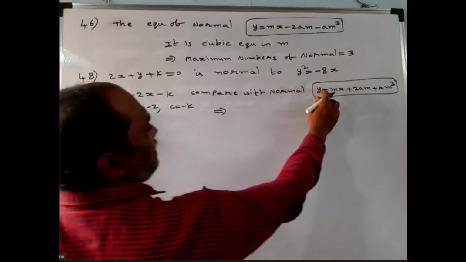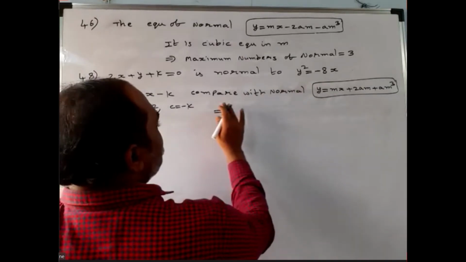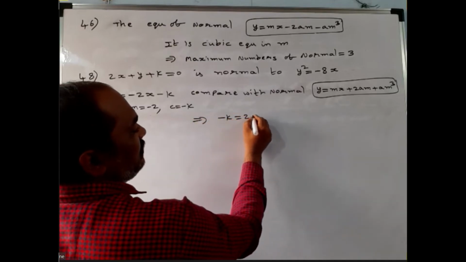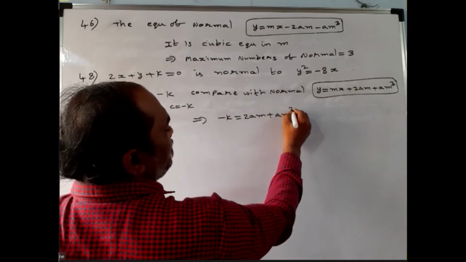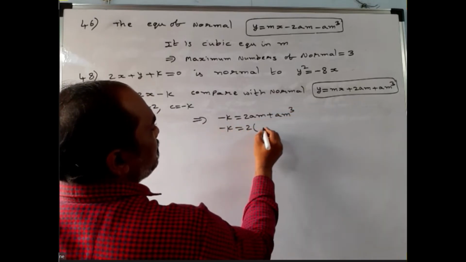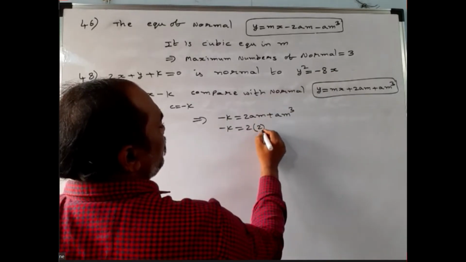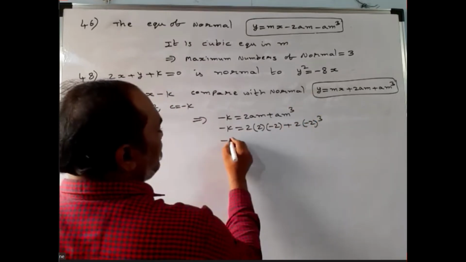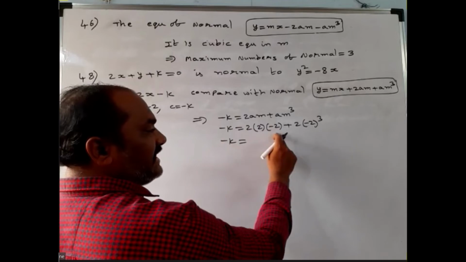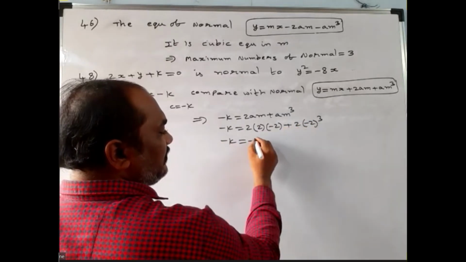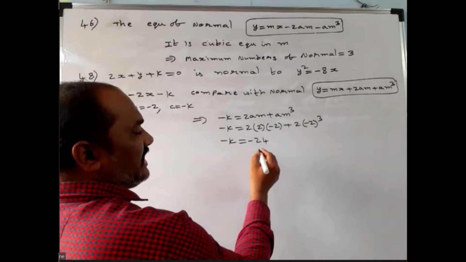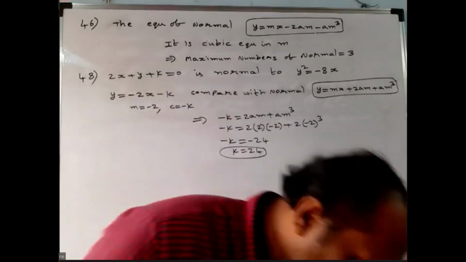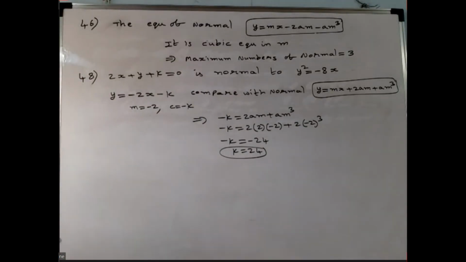Then by comparison, m is minus 2, that implies minus k is equal to 2am plus am cube. Minus k is equal to 2 into a, which is 2, into m, minus 2, plus 2 into minus 2 whole cube. 2 to the 4, 4 to the 8. Minus 8 minus 16, minus 24. 16 plus 8 is 24. k is equal to, anybody say k value? 24. Simple question.